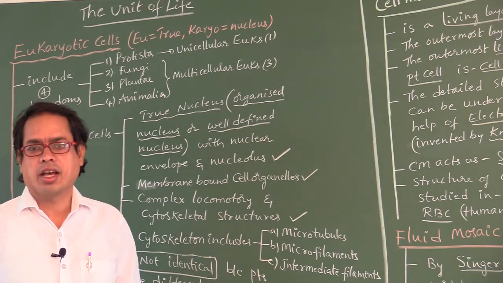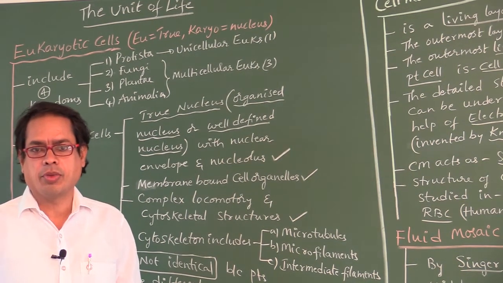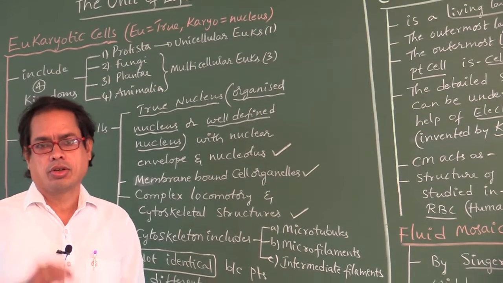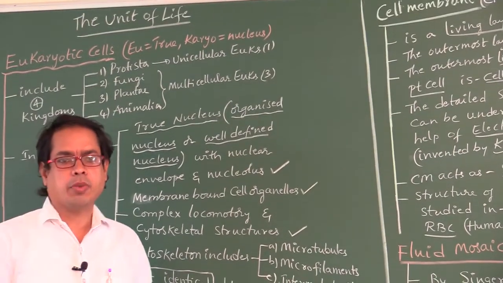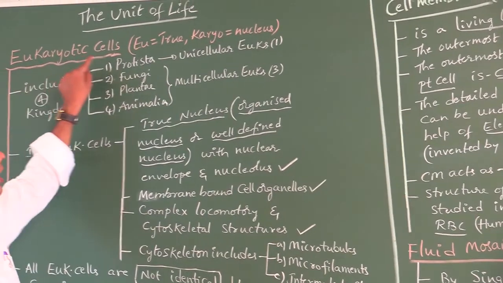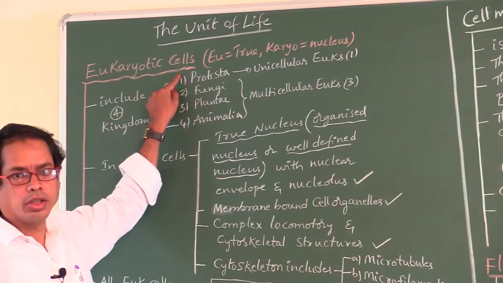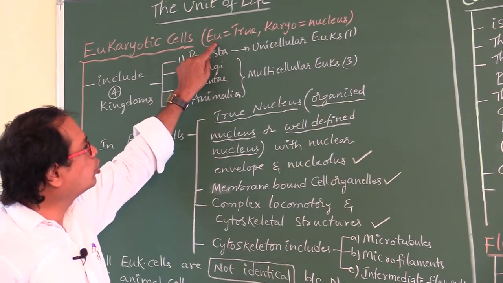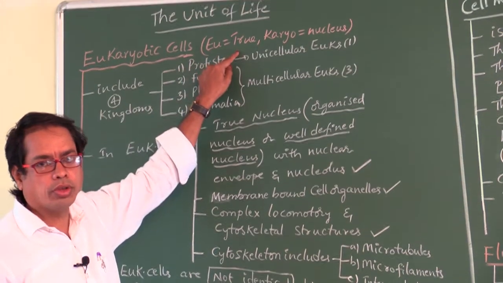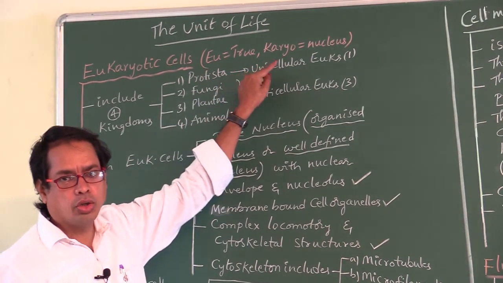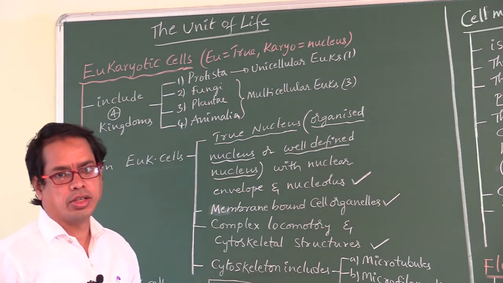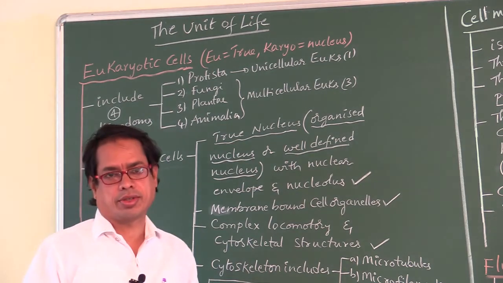In the previous class, I explained about prokaryotic cells. Today, I want to explain eukaryotic cells. Eukaryotic cells, that is EU. U means true, karyo means nucleus, that is true nucleus cells, true nucleus organisms.